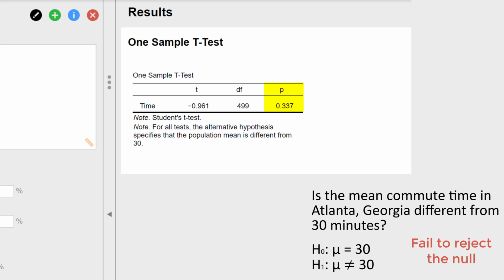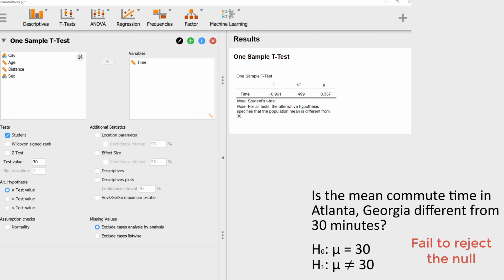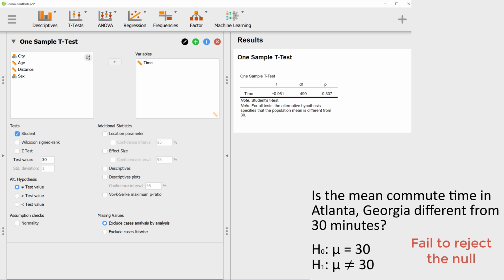To interpret this p-value, what we're saying is that if the population mean were 30, and we were to repeatedly pull random samples of 500 commute times, 33.7% of those random samples would have a sample mean equal to the one in our sample or more extreme. In other words, it would not be too unusual for a population with a mean of 30 to produce our observed sample. The output we have here is really the bare minimum output for a single sample mean t-test.